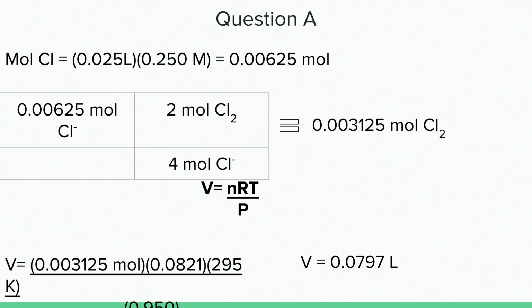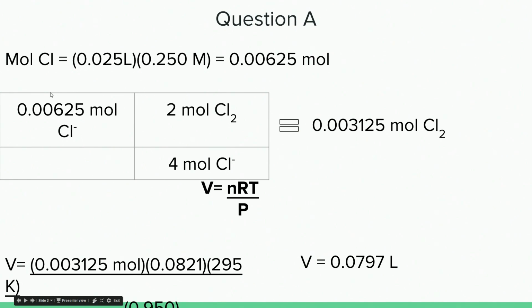Question A asks us to calculate the number of moles of Cl minus present before any reaction occurs. To do this, you need to know the equation: moles is equal to molarity times liters. The problem gives us 25 milliliters, which is the same as 0.025 liters, and a 0.25 molarity. So if we multiply them together, we get 0.00625 moles of Cl minus.